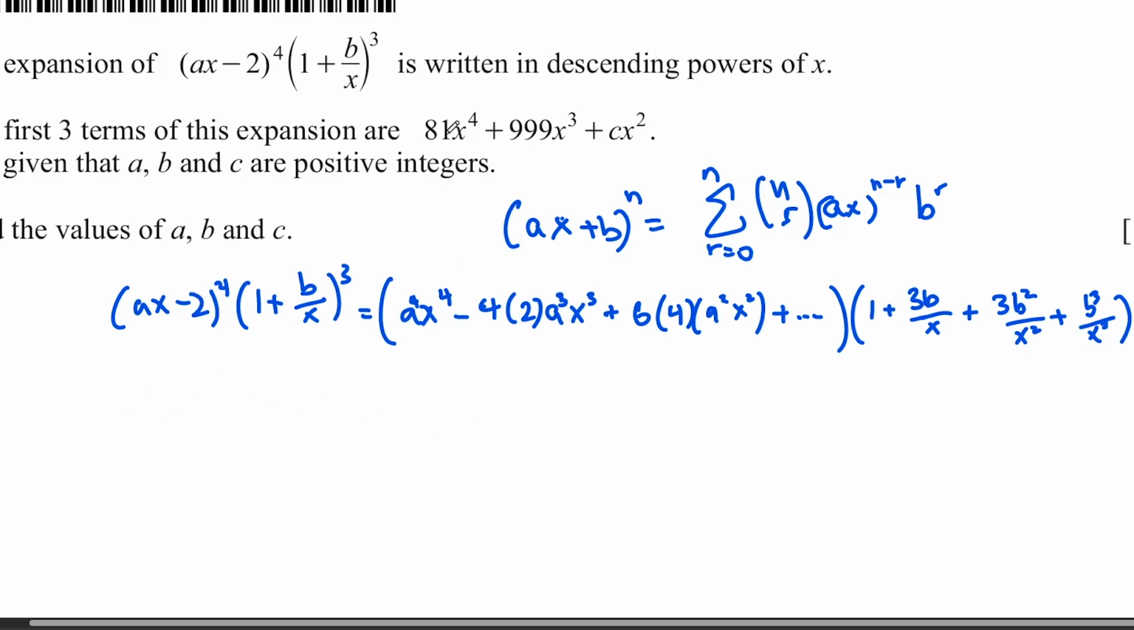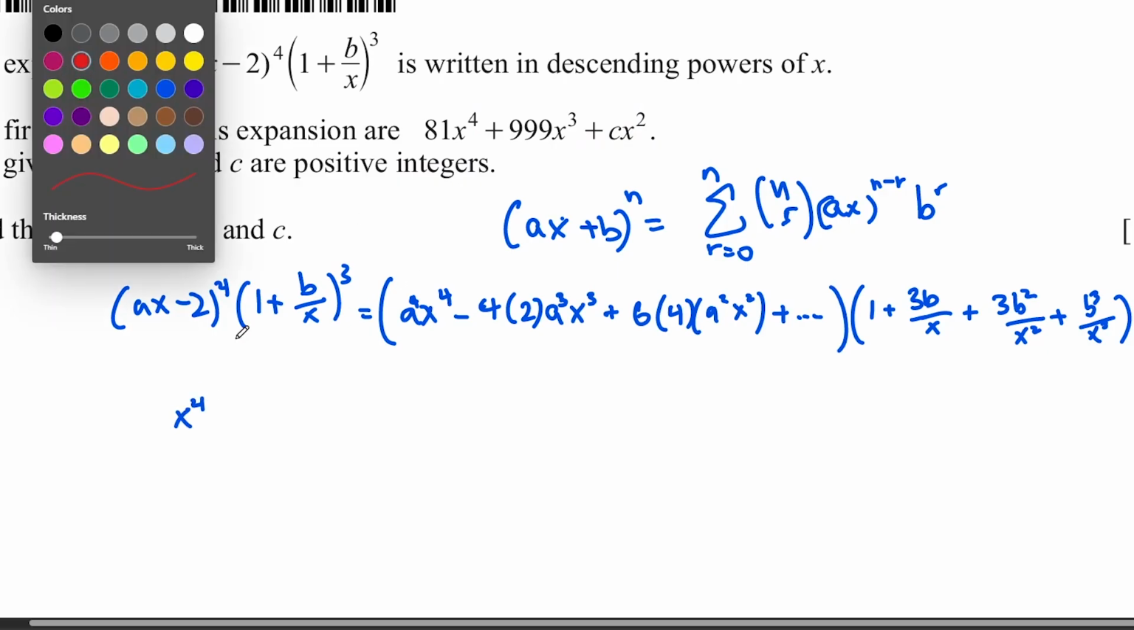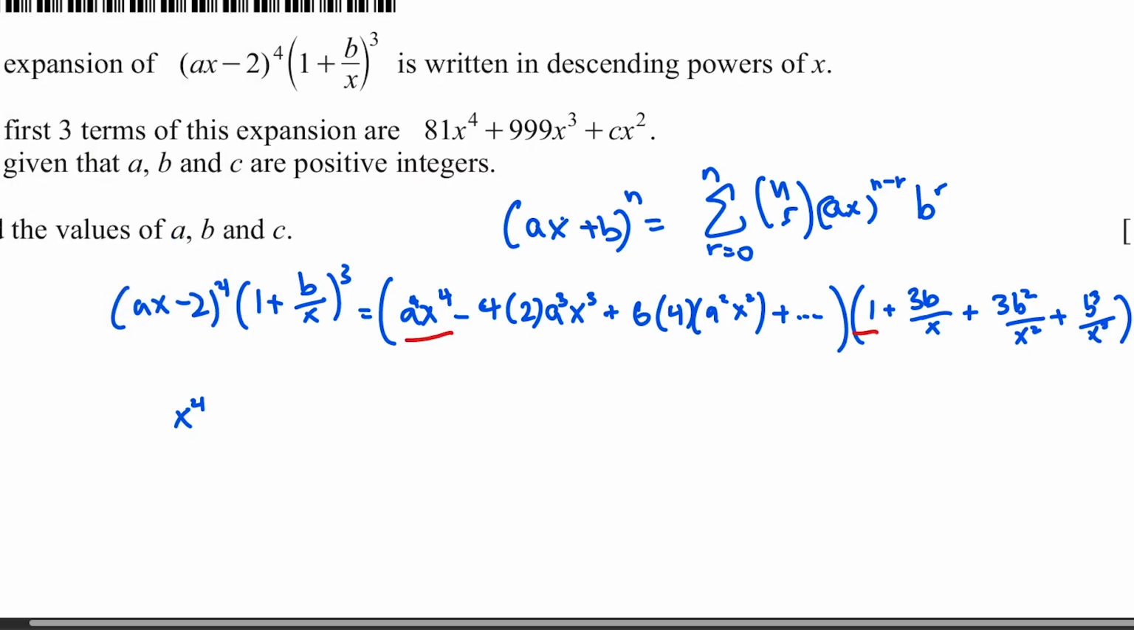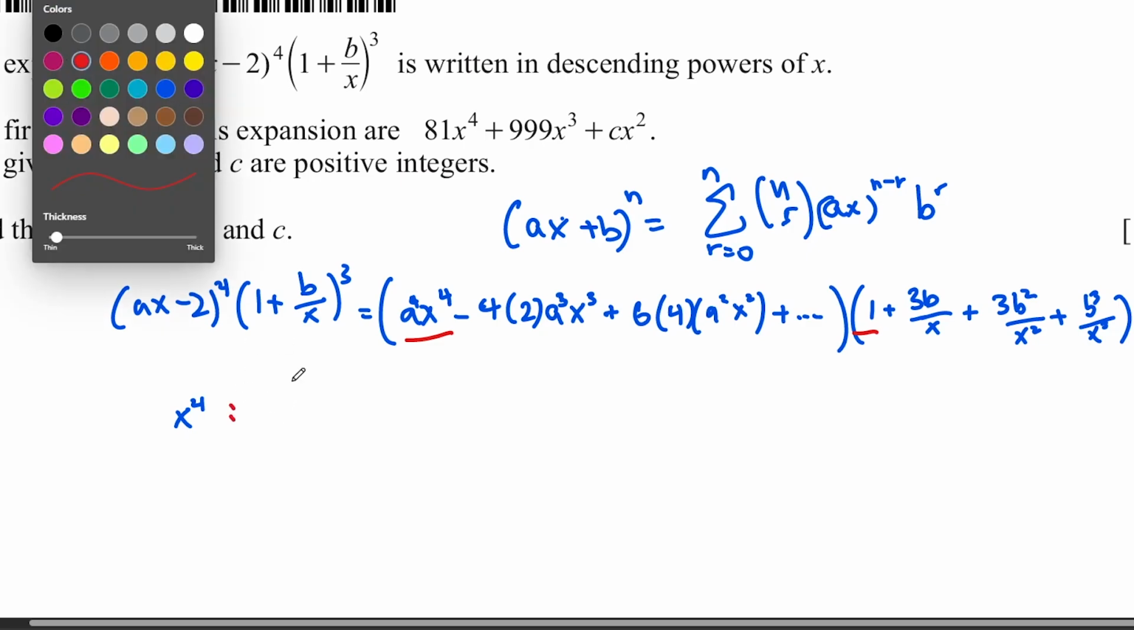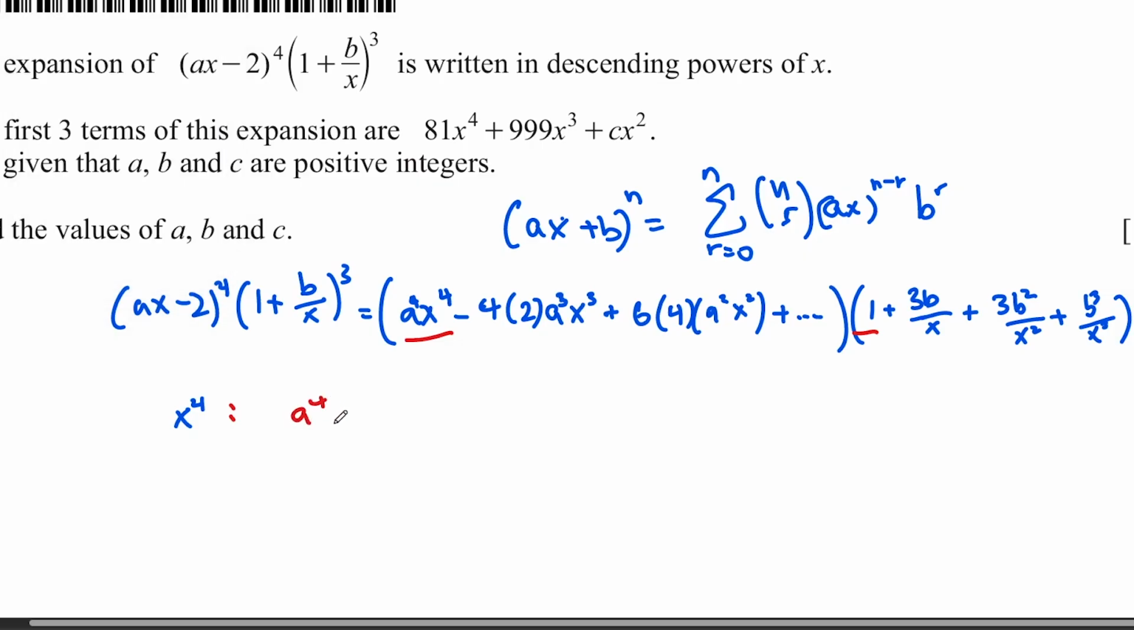So we want to consider only the top three powers of x: x to the power 4, x cubed, and x squared. For x to the power 4, we look at which terms multiply together to become x to the power 4. Only ax and ax multiply together. So for the coefficients, we can equate a to the power 4 to 81, and you can get the numerical value of a to be 3.